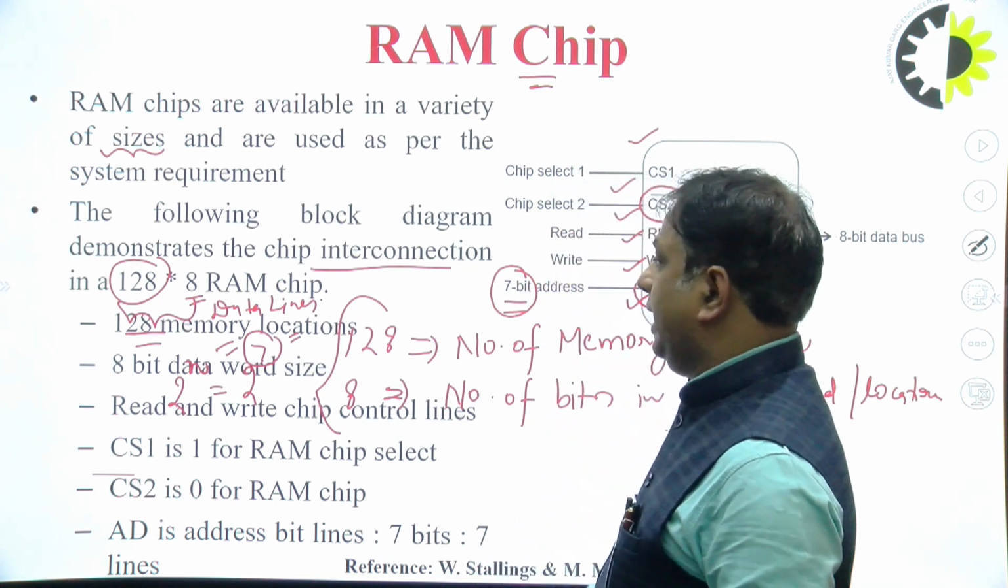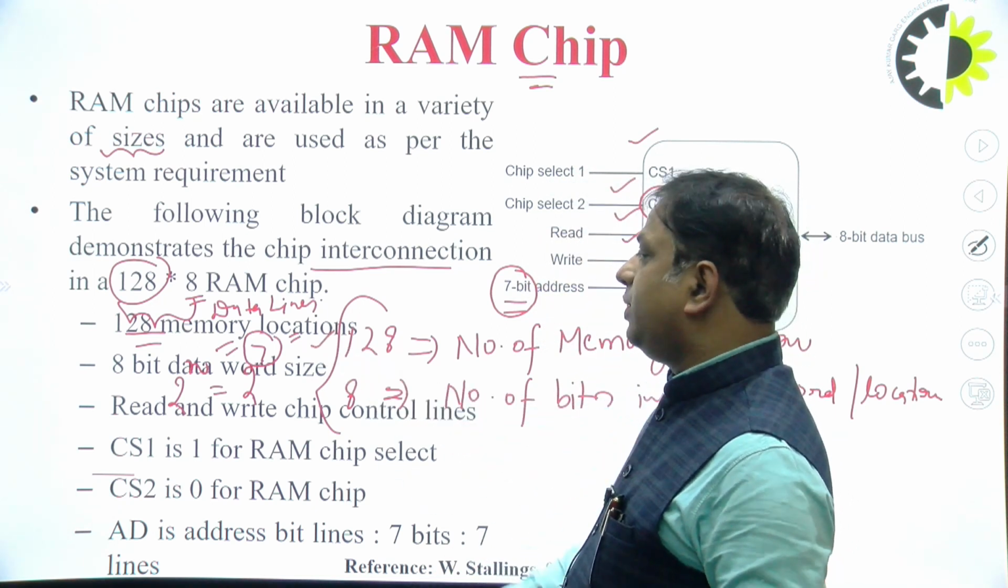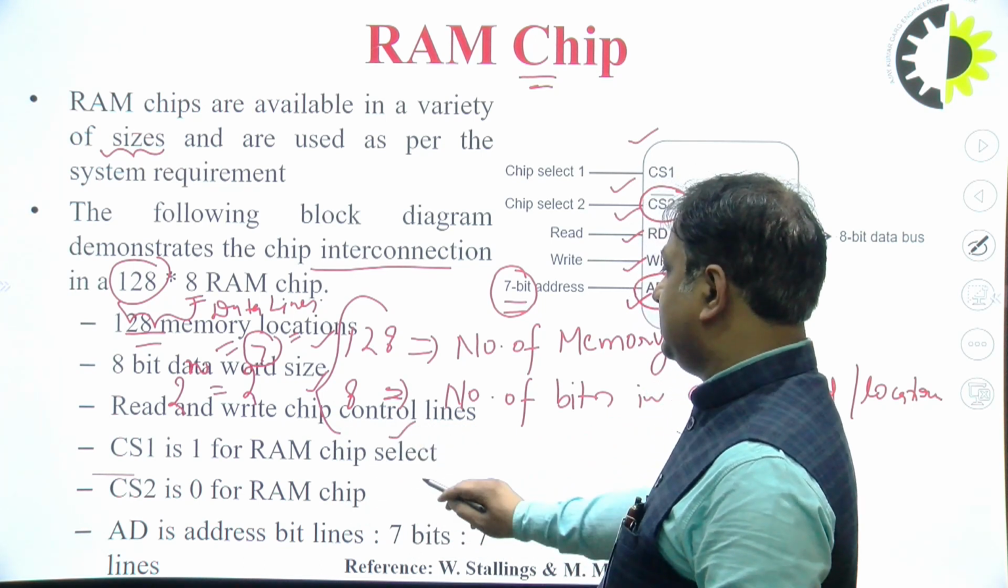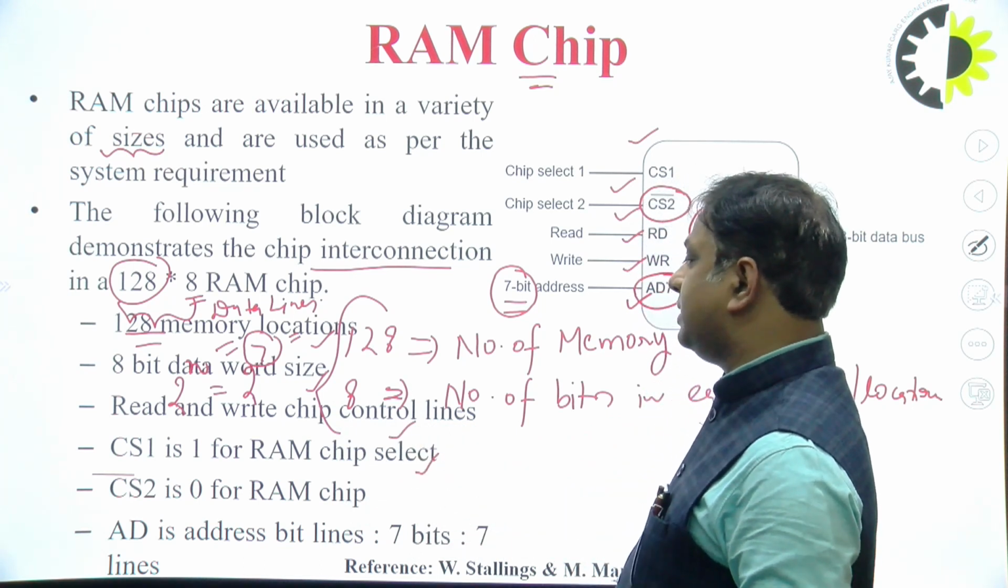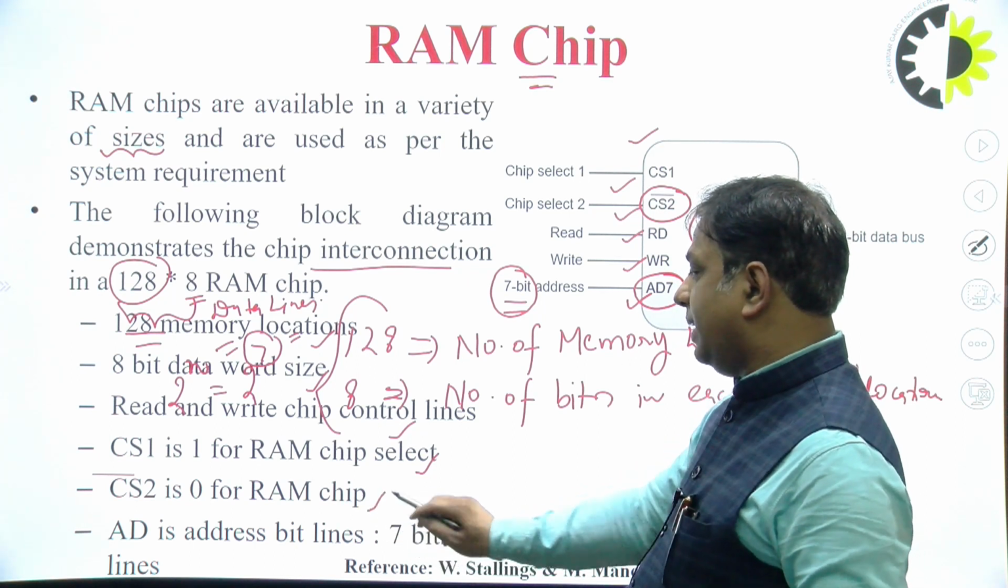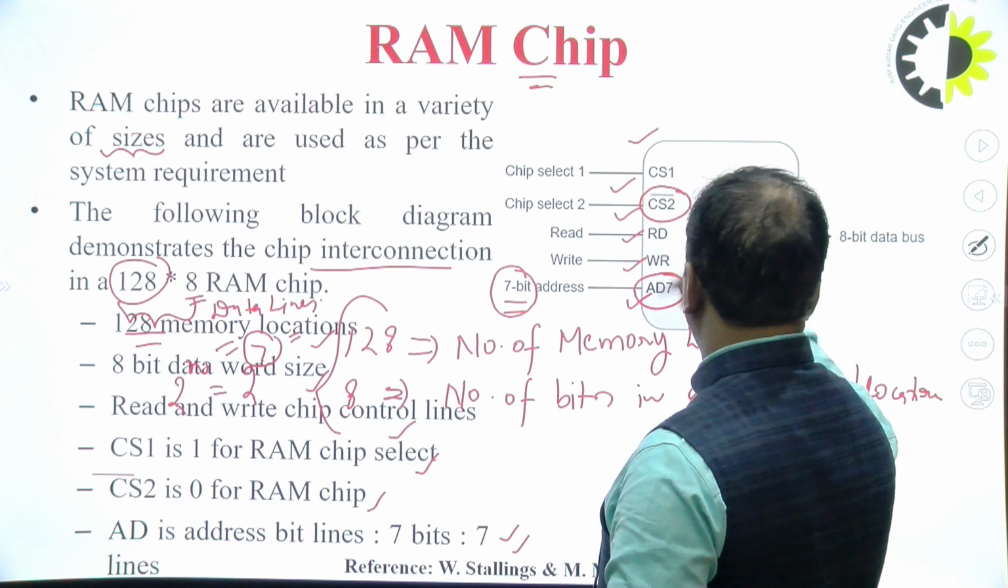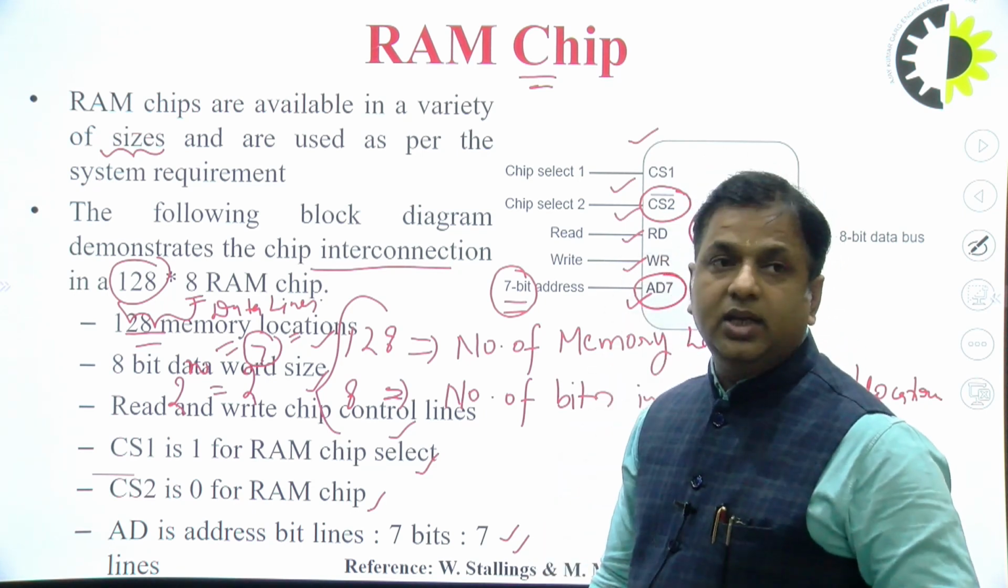So here 128 is the number of memory locations, 8 is the word size, and there are read and write chip control lines. CS1 is for RAM chip select, CS2 is for RAM chip select, and address lines are 7 bits. So this is the whole block diagram of the RAM.